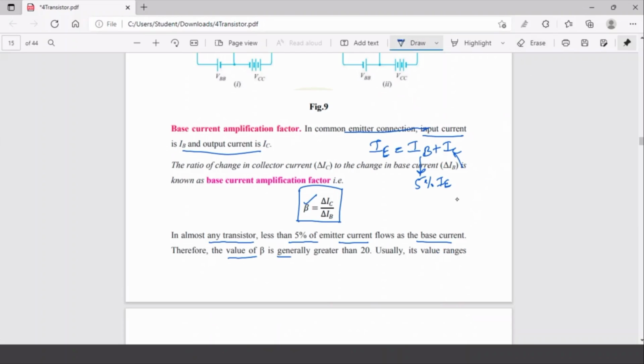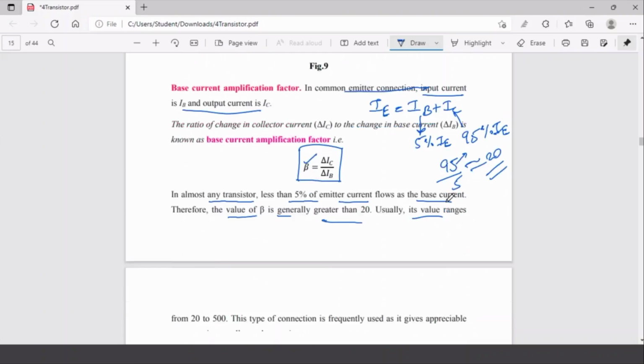So delta IC divided by delta IB. IB is very, very small, around 5% only, and IC is the remaining 95% of IE. So this is basically 95 divided by 5, or 0.95 divided by 0.05. How much is this basically? If you want to take this roughly, 95 is near to 100, and 100 by 5 is 20. So this ratio is around 20 or greater than 20 generally.